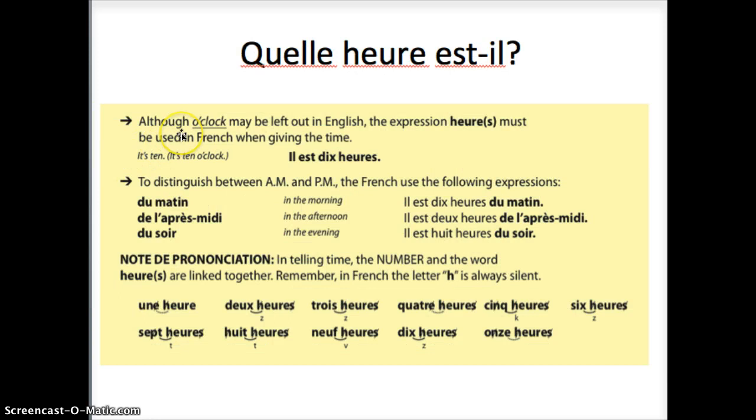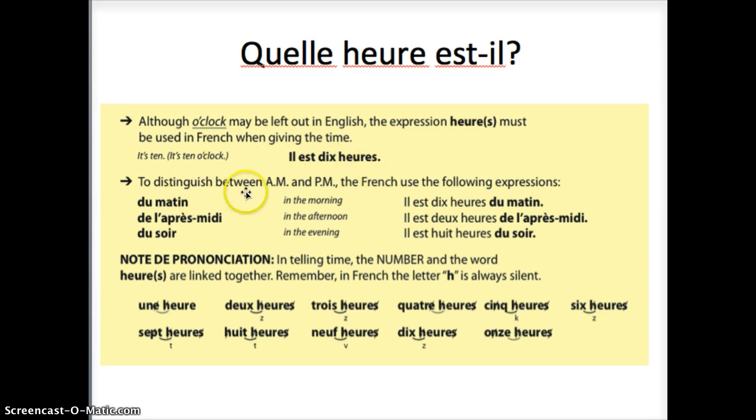So, although o'clock may be left out in English, the expression heure is not, you have to say it, okay? So when you give the time in French, you have to say heure as well. So if it's 10, you mean it's 10 o'clock. In French, you have to say il est 10 heures, okay?